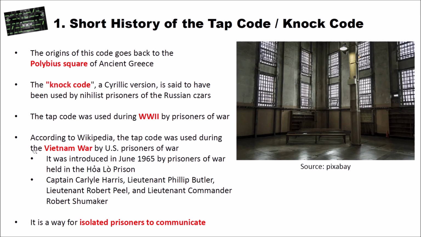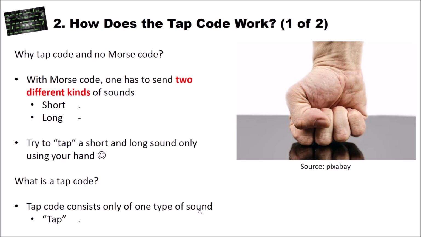It's said that it was introduced in June 1965 by prisoners of war held in Hoa Lo prison. It was invented and then used by Captain Carlisle Harris, Lieutenant Philip Butler, Lieutenant Robert Peel, and Lieutenant Commander Robert Shoemaker. The tap code is an easy way, or maybe also the only way, for isolated prisoners to communicate.